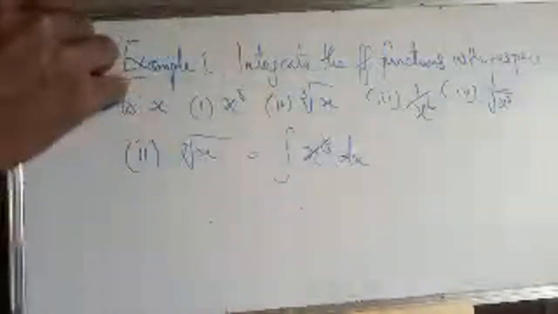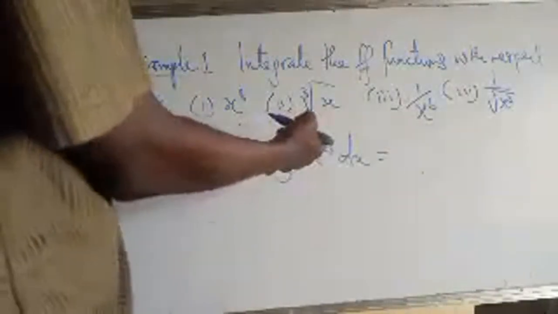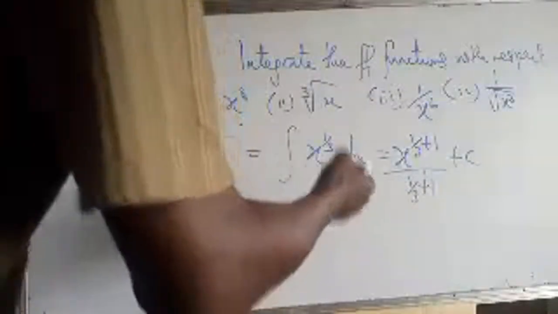Now, using the formula for x raised to n, like I told you the other time, our n here is 1 over 3. So you add 1 to it. So you have x raised to 1 over 3 plus 1, all over 1 over 3 plus 1, plus c. Let's quickly do that. It's 1 over 3 plus 1, and that is 4 over 3. So that is x raised to power 4 over 3 all over 4 over 3 plus c.